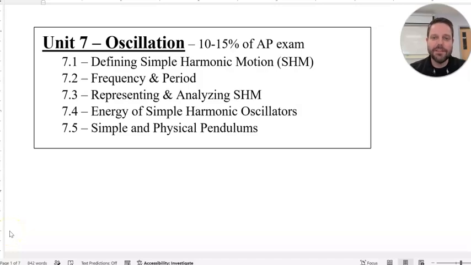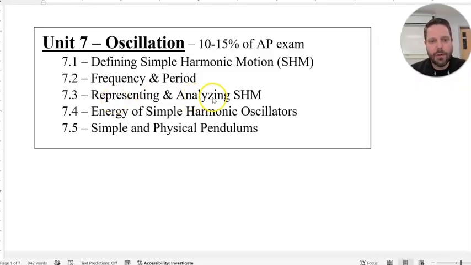Welcome to the review on Unit 7, which is going to make you want to jump up and down because this unit is about oscillation. There are 5 different sections for this. We're going to define a special type of oscillation called simple harmonic motion. We're going to look at the frequency and period and angular frequency of all oscillating objects.